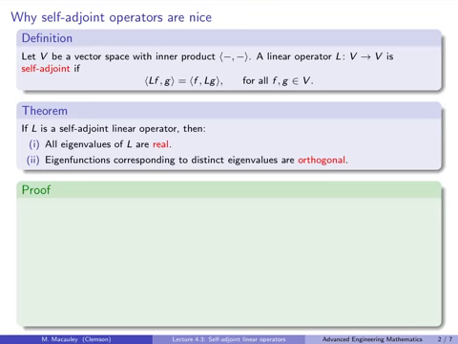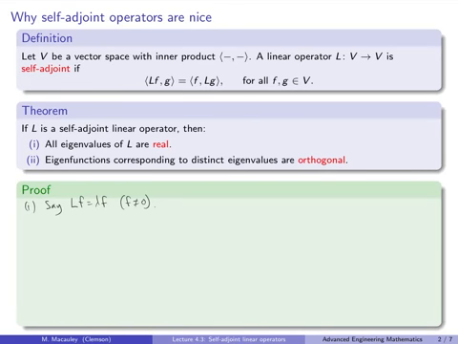So now we're going to prove this. Let's do the first part first. So why are all eigenvalues real? Well, let's take an eigenvalue and corresponding eigenvector. So let's say that L times f equals lambda times f, and assume that f is non-zero. Otherwise, this is pretty trivial. So we want to prove that lambda is real.